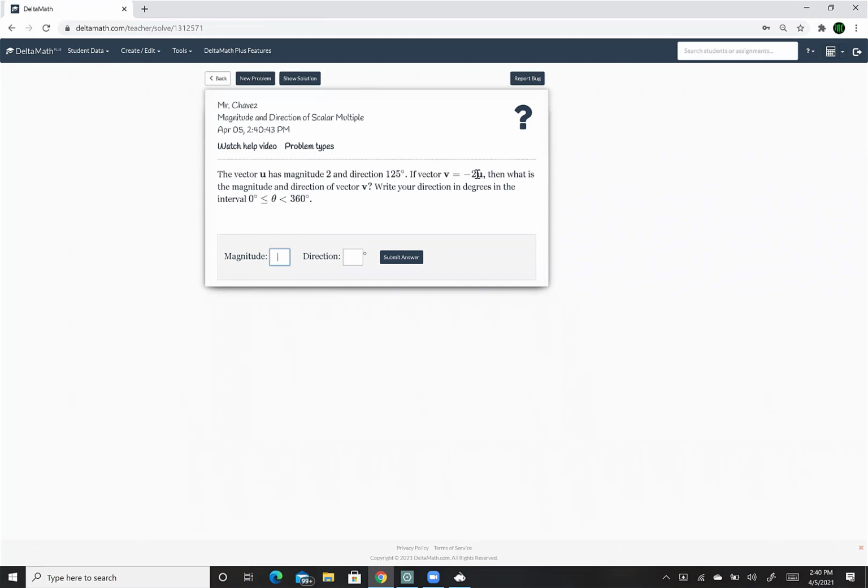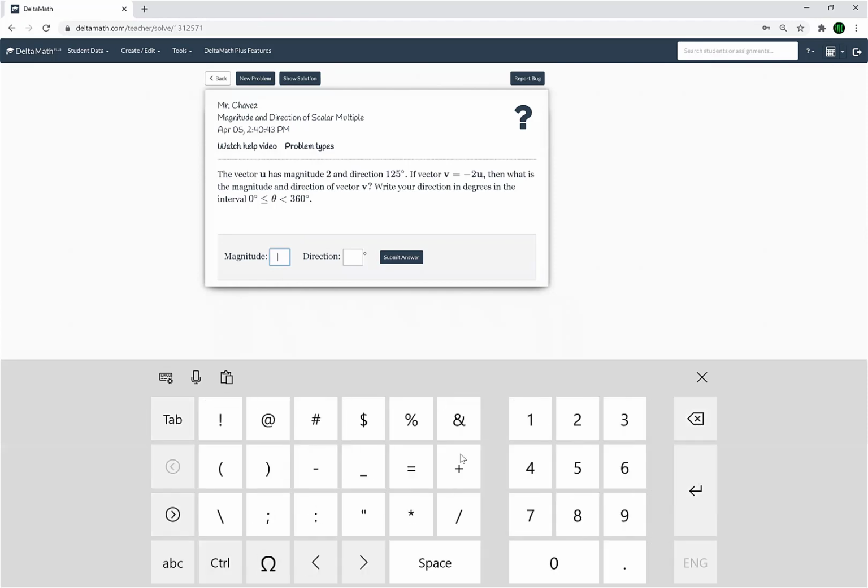Vector V is -2U. So how do I get the magnitude? Take that number and multiply it by 2. 2 times 2 is? 4. Yes, thank you, guys. So 2 times 2 is 4, so I'm going to type in 4.